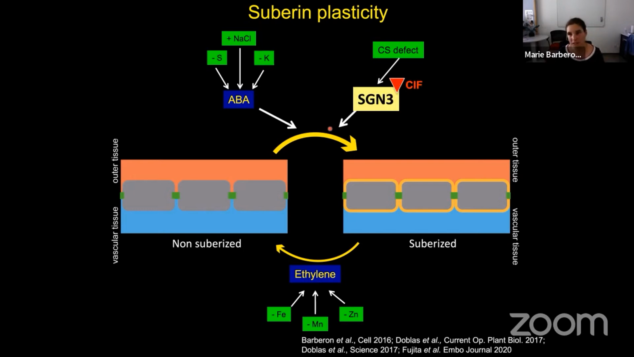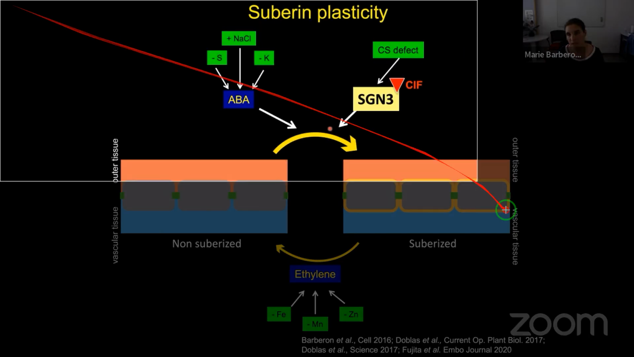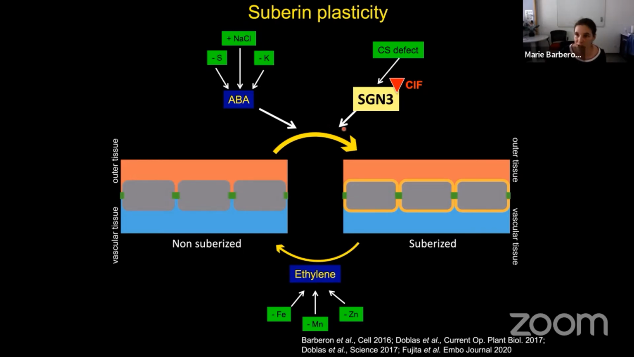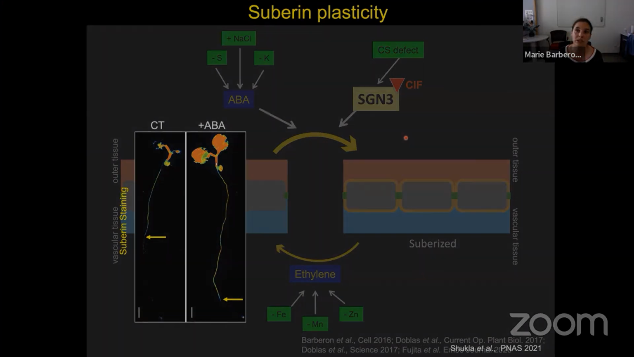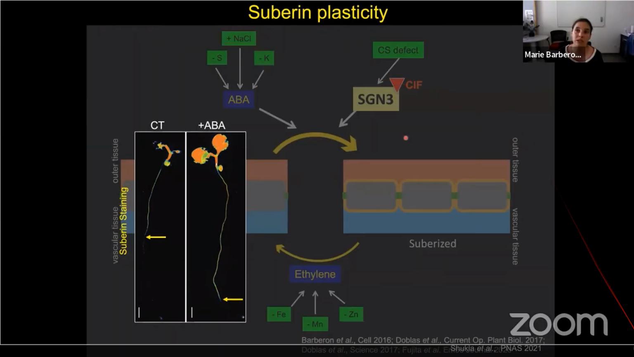There are many other factors affecting suberin. Every couple of months, someone publishes a new abiotic or biotic stress controlling suberin. But what I want to highlight here is again the response to Casparian strip defect. One of the key effects when there is a Casparian strip defect is that the receptor kinase Schengen 3, when bound to its ligand CIF peptide, will trigger ectopic suberization as well. Which means that we have 2 independent ways to induce ectopic suberization very close to the root tip.